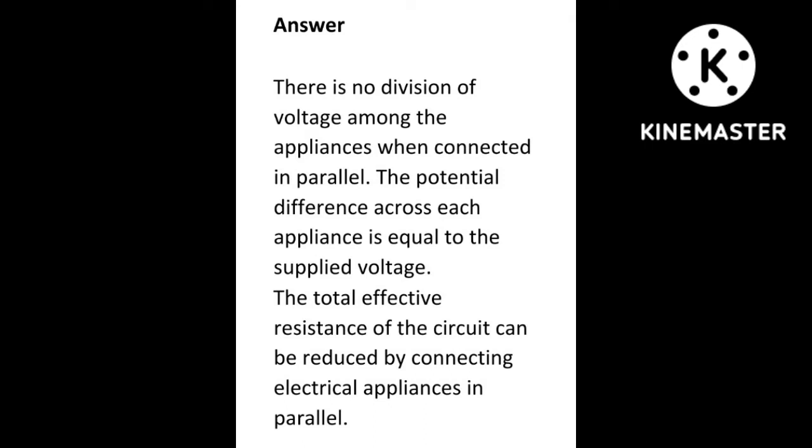Also, we will calculate the effective resistance of the parallel combination as 1/R = 1/R1 + 1/R2. So that means the effective resistance will be reduced. Okay. So how can we answer the question? We can answer like there is no division of voltage among the appliances when connected in parallel. The potential difference across each appliance is equal to the supplied voltage. The total effective resistance of the circuit can be reduced by connecting electrical appliances in parallel. So that is the answer.